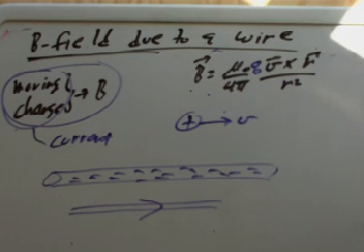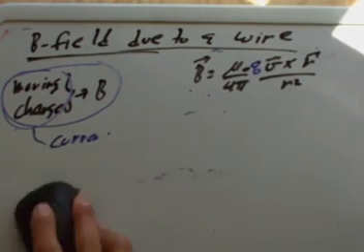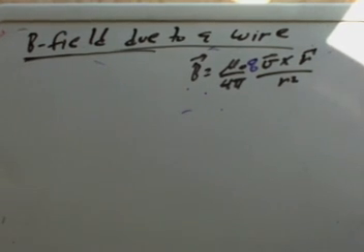So that's what we'd like to look at in this video. What is the B field due to a wire like this? That's what we'd like to look at. A bunch of charges moving in a wire, not just one.